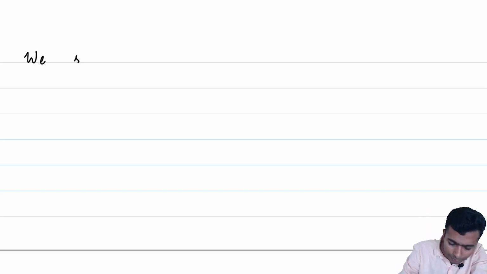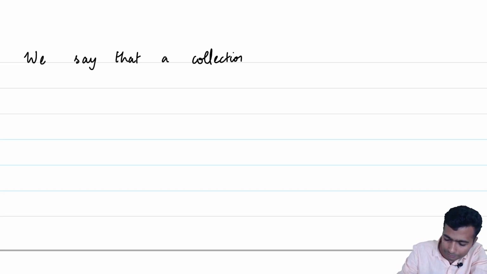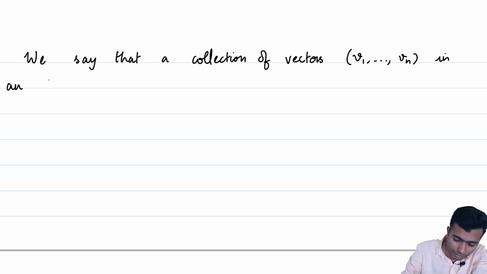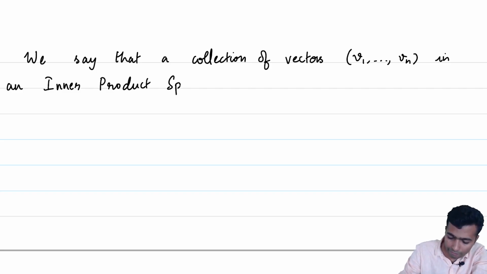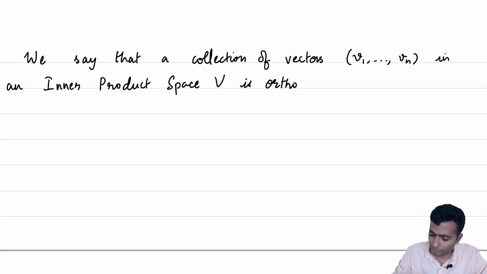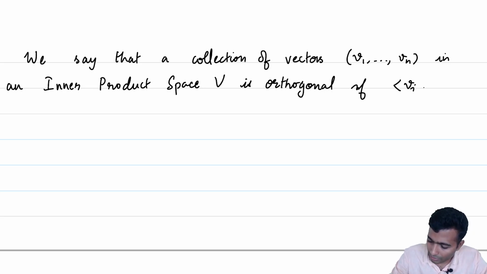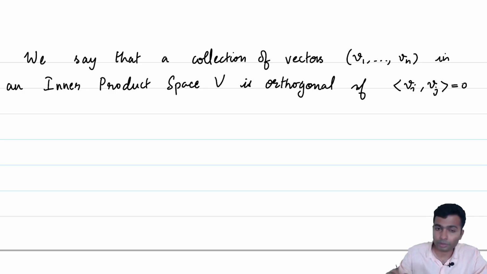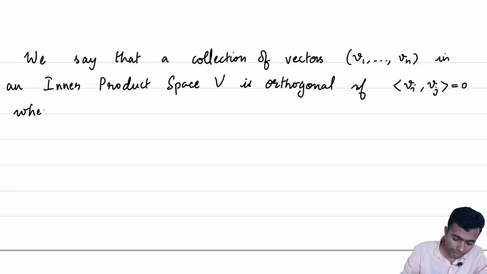So we say that a collection of vectors v1 to vn in an inner product space V is orthogonal when it is orthogonal pairwise, if the inner product of vi with vj is equal to 0 whenever i is not equal to j.